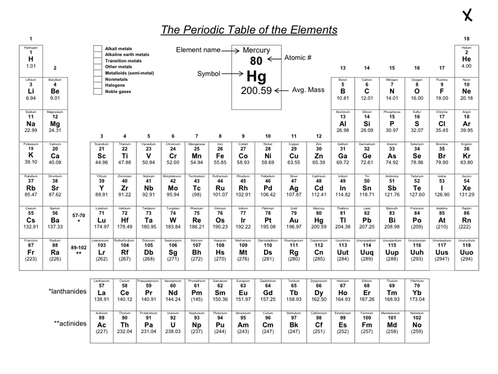So this row normally has 1, 2, 3, 4, 5, 6, 7, 8, except for helium. This row has 1, 2, 3, 4, 5, 6, 7. This row has 1, 2, 3, 4, 5, 6. This row has 1, 2, 3, 4, 5. Actually, I drew that wrong. Let's redraw that. So it has 1, 2, 3, 4, 5. This row has 1, 2, 3, 4. This column, I kept saying row. This column has 1, 2, 3. This column has 1, 2. This column has 1.